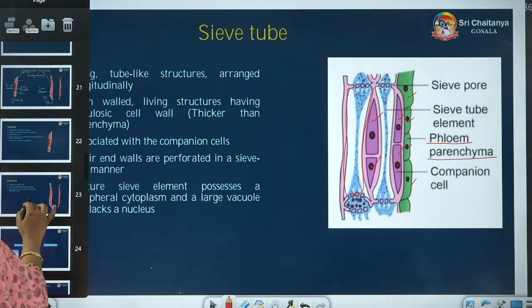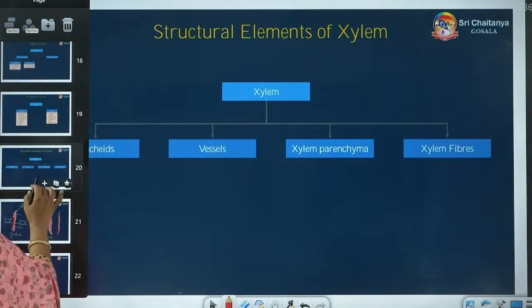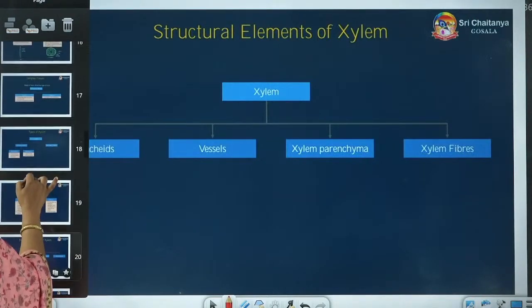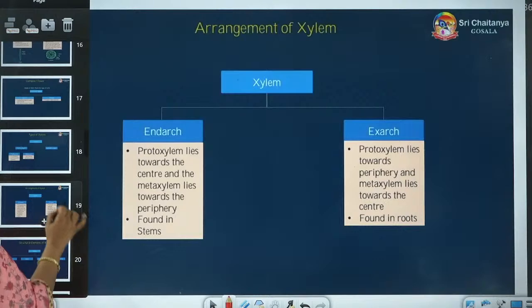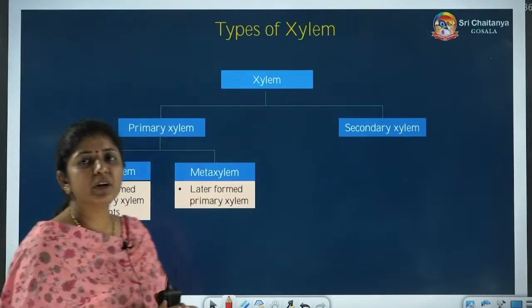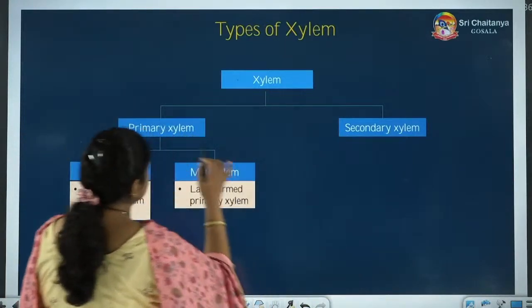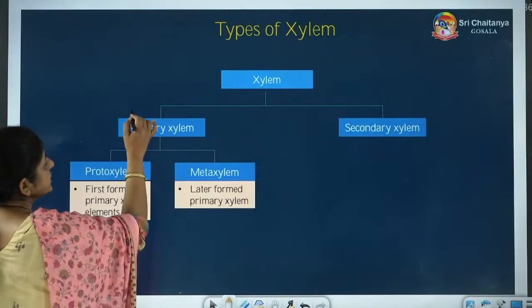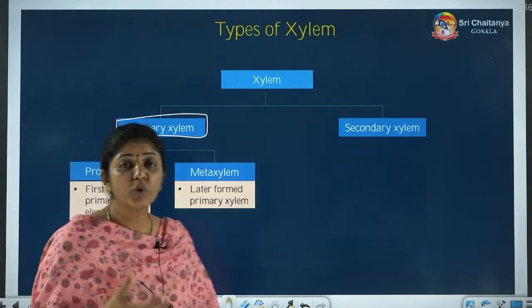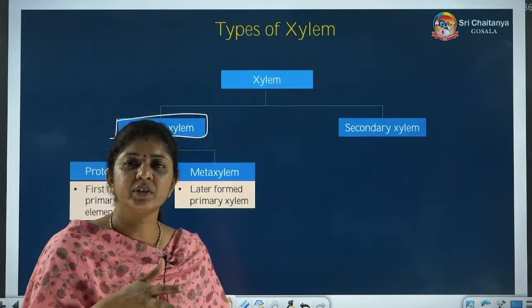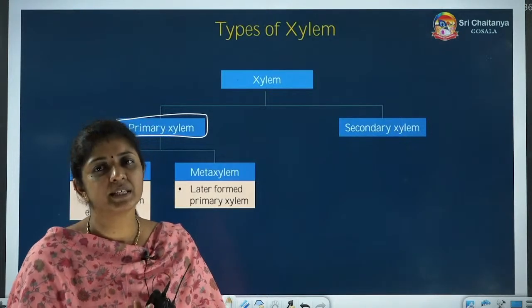When we discussed about the xylem, xylems can be of two types. What are the two types of xylem? This one. Check it out now. This is important. Two types of xylem are there. Primary xylem and the secondary xylem. Primary means which is from the beginning. From the beginning when it is there, that is a primary xylem. For your growing plant, they need water and minerals. From the beginning, the xylem which is there in the plant, that you call it as primary xylem.